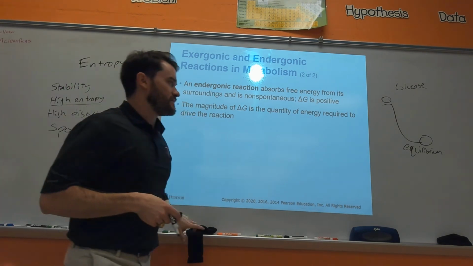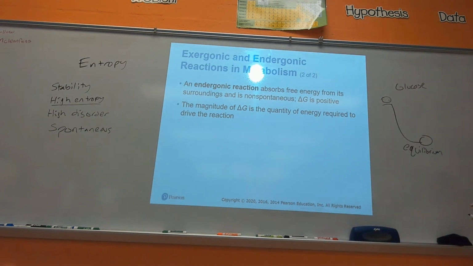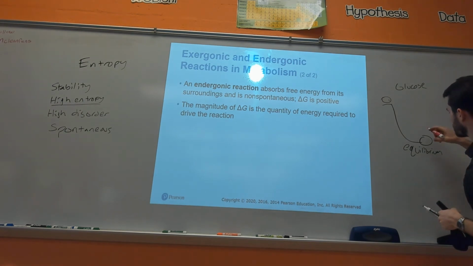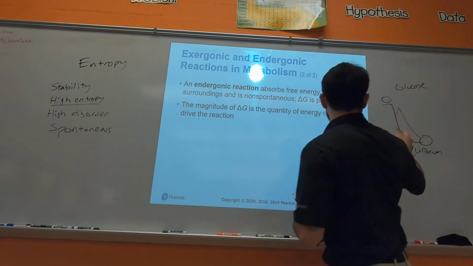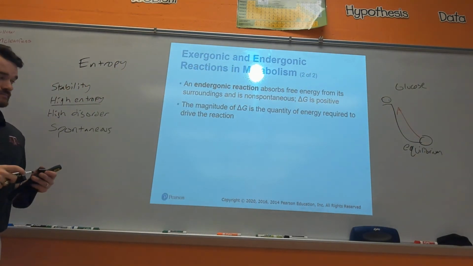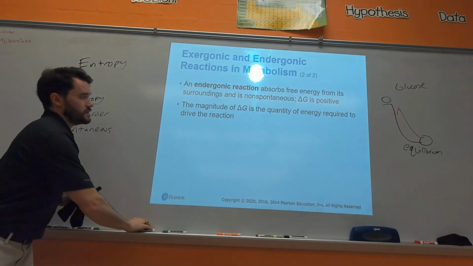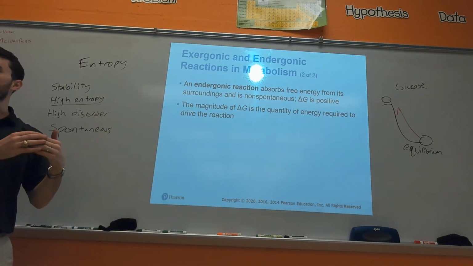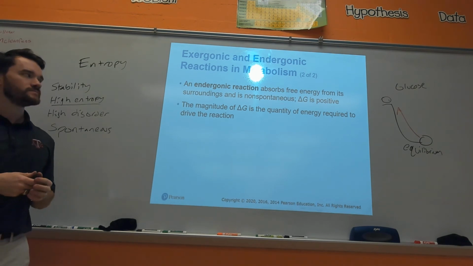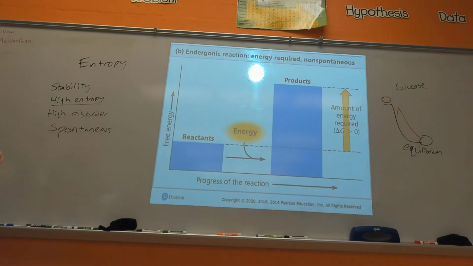So endergonic would be going the other way. This would be like taking the ball and pushing the ball back up the hill. That's going to require energy. That is endergonic. This would be a positive delta G to get that ball up the hill. And how big that delta G is tells you how big the hill you have to climb is, and how much energy is going to be required. So this is what the graph looks like for endergonic.